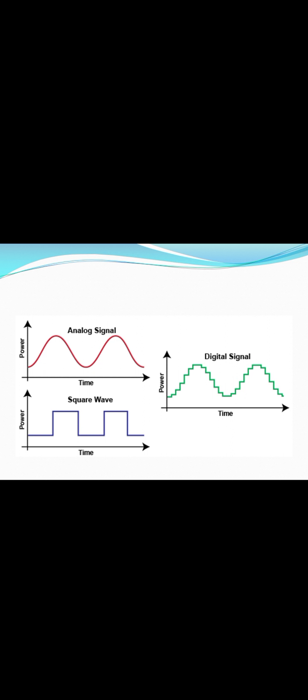Now, for the signals, the driver circuits or laser drivers use three kinds of signals: the analog signal, the square wave signal and the digital signal. An analog signal is a continuous change. A digital signal is a discrete change, and the square wave signal is a digital format, like the 0 and 1 conditions.